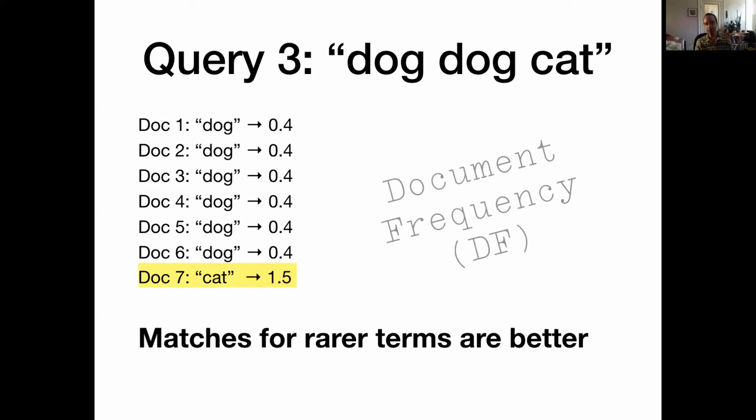So document 7 comes up first, and the reason for that is that in this search index, cat is a rare term. It only occurs once. Dog occurs 6 times. The document frequency for a term is the number of documents in the index where that term occurs. So dog has a high document frequency, meaning that it's a more common term. Cat has a low document frequency, meaning that it's a rarer term. And the BM25 algorithm favors matches for rarer terms. You could just say matches for rarer terms are better.